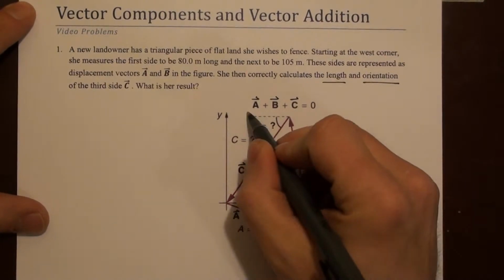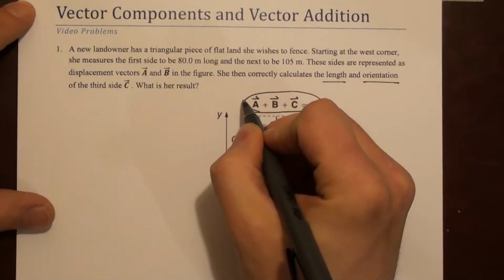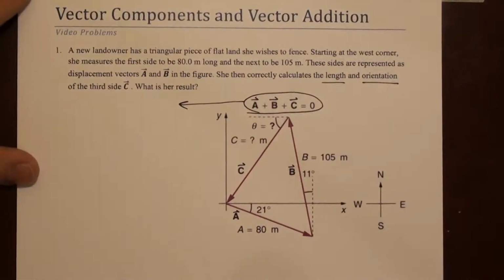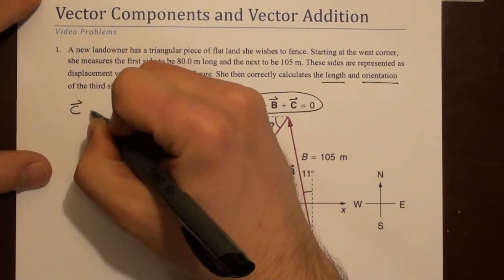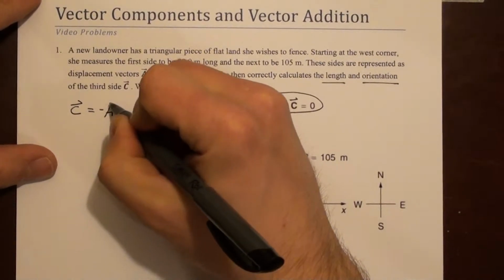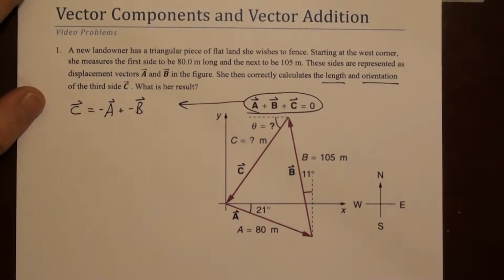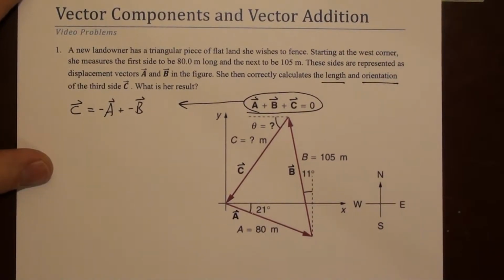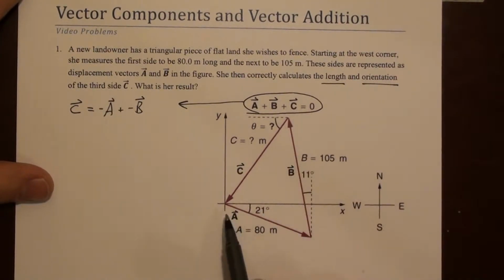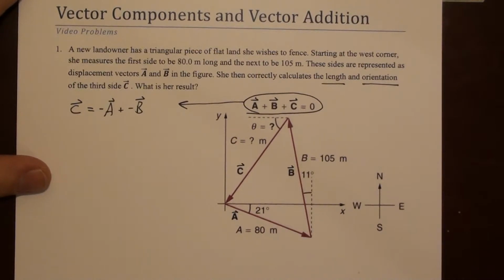So we can use this fact and rewrite it to solve for C. If we solve for C, we have that C equals minus A plus minus B. So now we can think about solving this using components. You can see the solution here is given graphically, and you could figure out the length of this if this is drawn correctly. But it's much more accurate to do this using components.